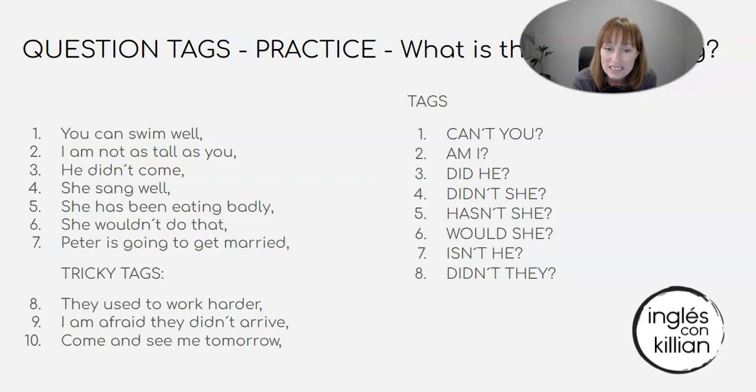I am afraid they didn't arrive. Did they? So I am afraid is a little expression at the beginning. They didn't arrive. Arrive is the verb, sorry. Didn't is the auxiliary. Come and see me tomorrow. Won't you? So it's an imperative sentence, but the tense is tomorrow. So won't you? So how did you do with them?